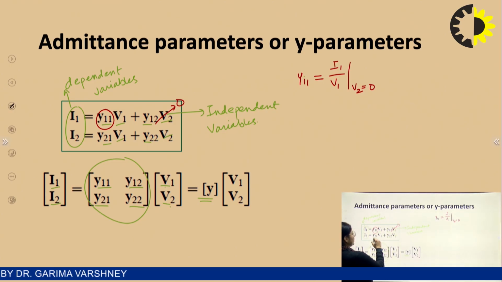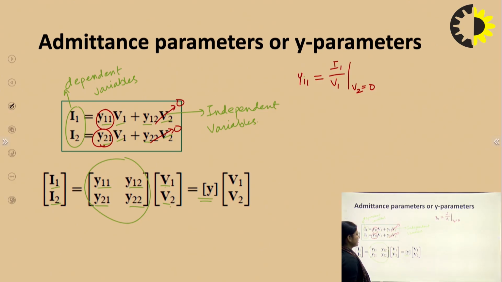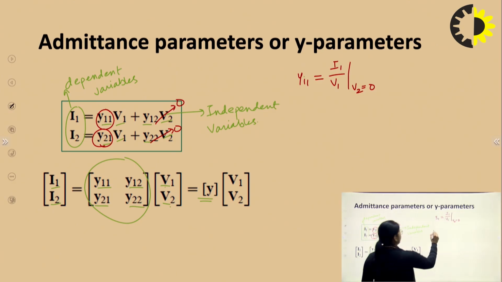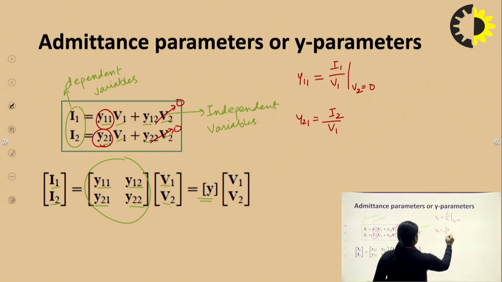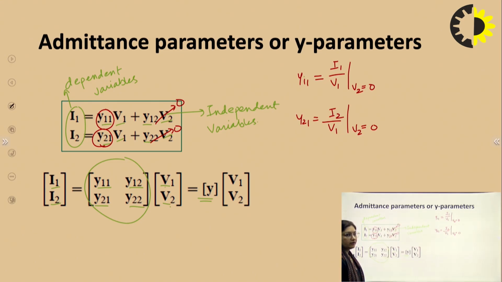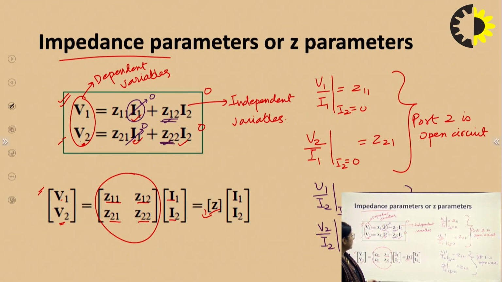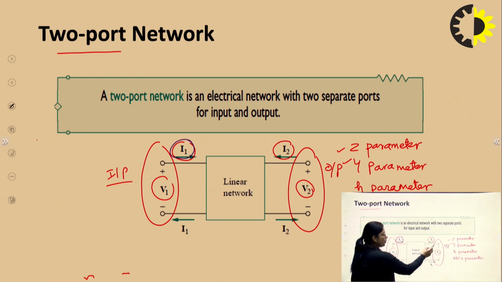Similarly, if I want to calculate Y21, again I need to put V2 equal to 0 in this equation, and the value of Y21 will be I2 by V1, and the condition is V2 must be equal to 0, right? So, what do we mean by V2 equal to 0? Let's come to the first slide. If I want V2 equal to 0, this port 2 must be short circuited.